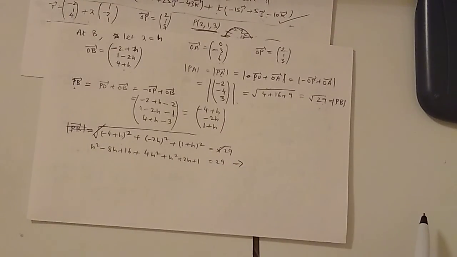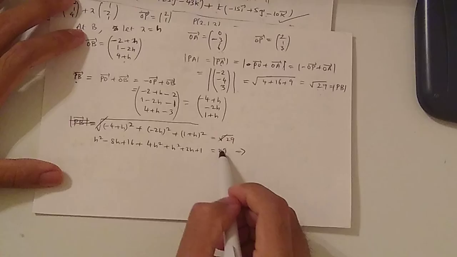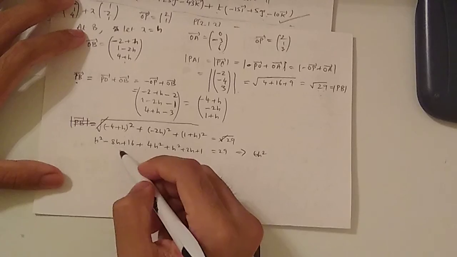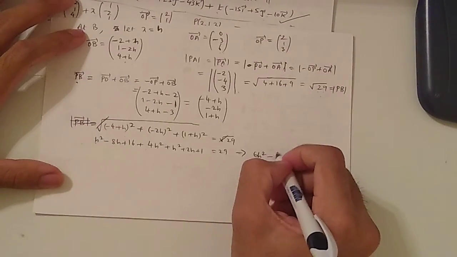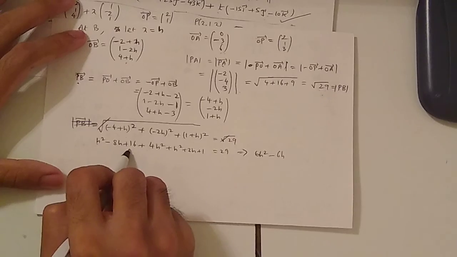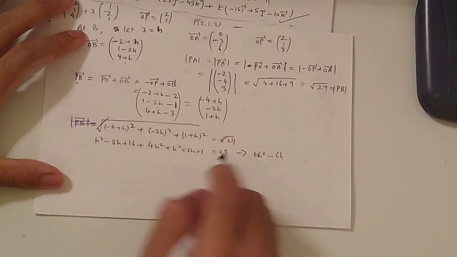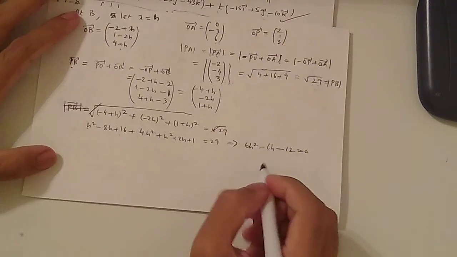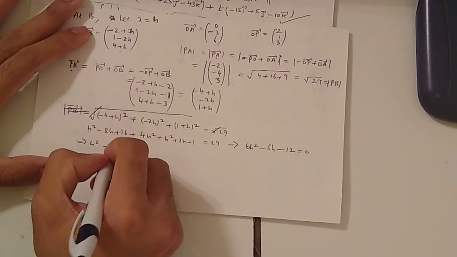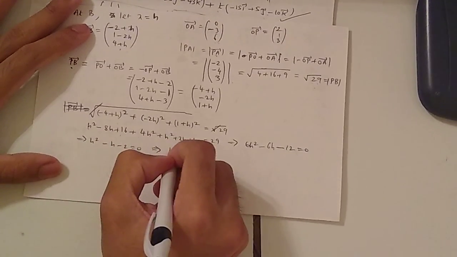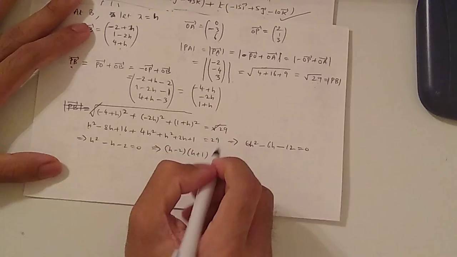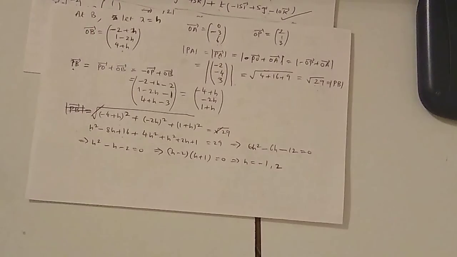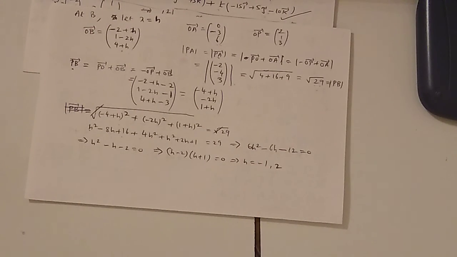Now let's simplify the equation. Let's take 29 to that side as well. H square plus 4H square plus H square is equal to 6H square, minus 8H plus 2H is equal to minus 6H, and then plus 16 plus 1, 17, minus 29 is equal to minus 12, is equal to 0. Now solve this equation. You get H square minus H minus 2 is equal to 0, H minus 2, H plus 1 is equal to 0, so H is equal to minus 1 or 2.